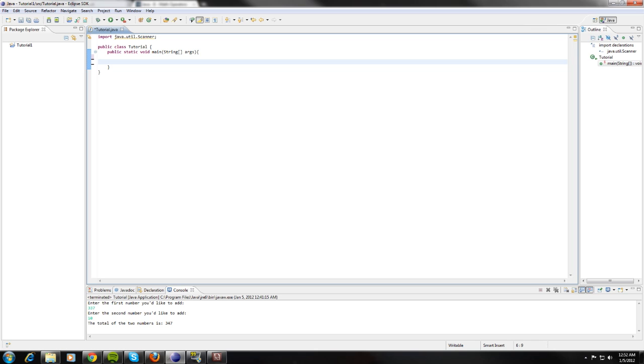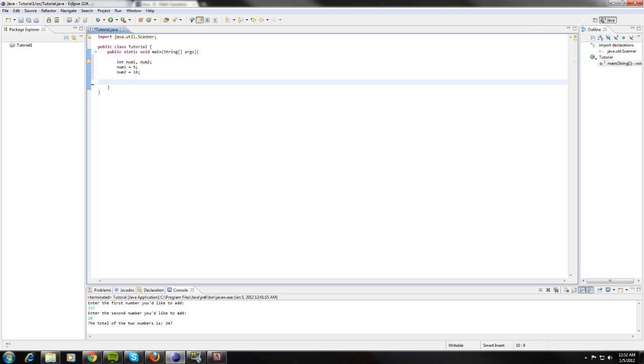So let's make two variables. Let's start with two integers, int num1 and num2. Let's just assign them: num1 is equal to 5 and num2 is equal to 16.